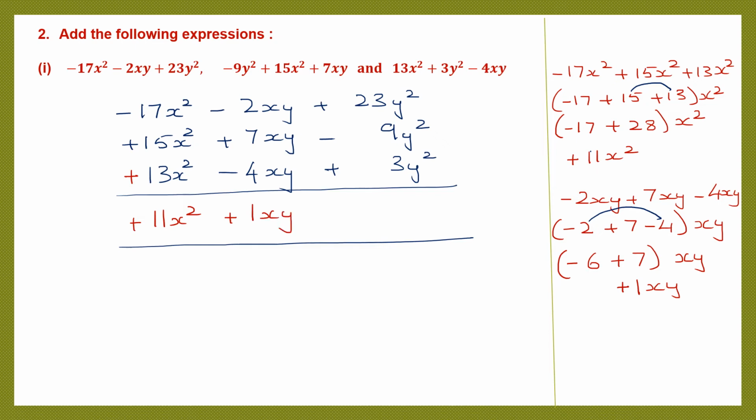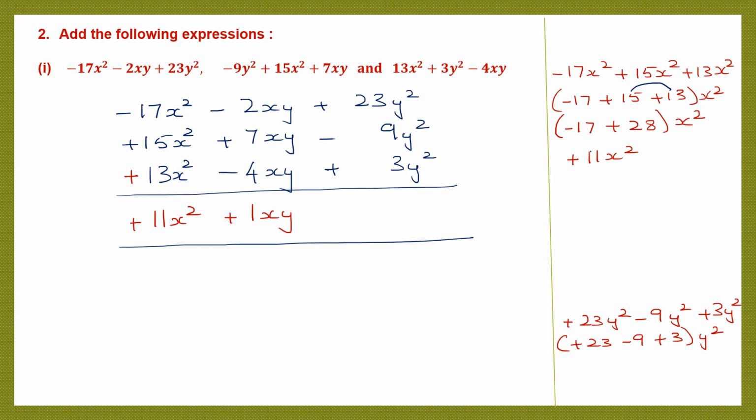Now let's go on to the last one. Plus 23y square minus 9y square plus 3y square. Plus 23 minus 9 plus 3y square. So now let's add up the numbers with the same sign. Plus 23 plus 3. Let's add it up. 3 plus 3 is 6. 26. So plus 26 I have here. So this will be plus 26 minus 9y square.